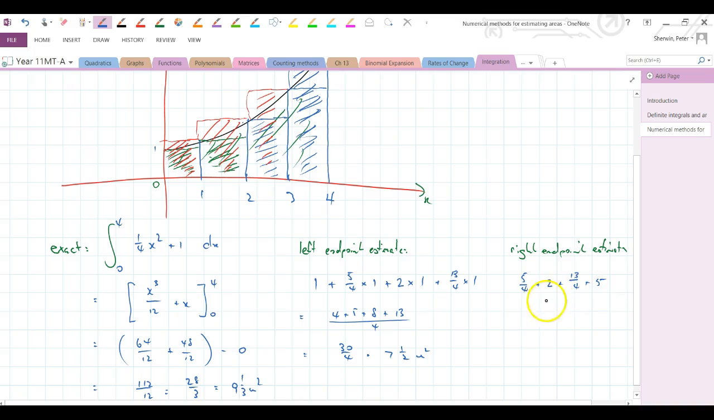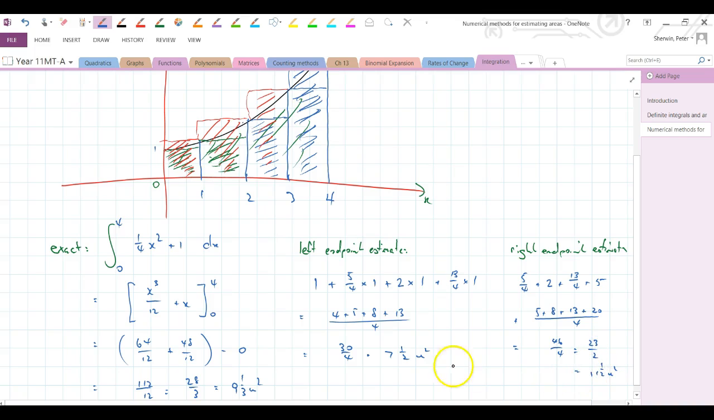So I've got 4 rectangles. They're the areas of them. And they're my right endpoint estimates. So now I've got 5 over 4 plus 8 over 4 plus 13 over 4 plus 20 over 4. I put them all over 4 if you see what I'm doing there. 5, 13, 26, that's 56 over 4. 56 over 4, is that right? 5, 13, no, it's not right, it's 46 over 4, I'm sorry. Little error in addition there, 46 over 4, which gets me 23 over 2, which is 11.5 units squared.